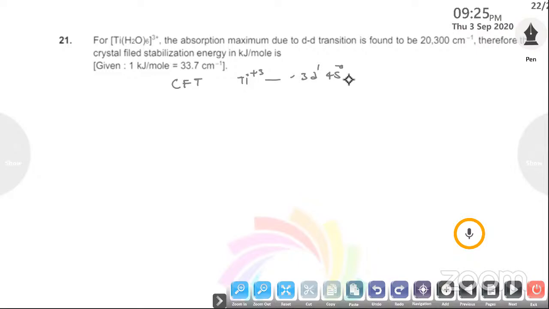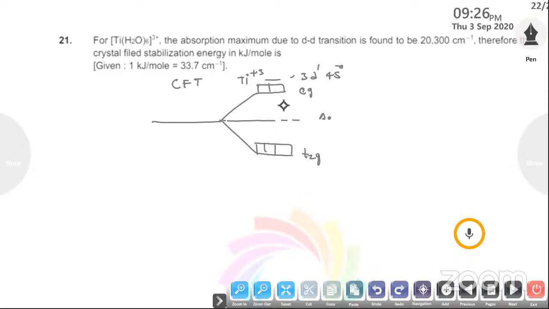But it's a weak field ligand, so no pairing takes place, right? So 3d1 means the first electron enters, according to CFT, the d orbitals, which split into two sets, the T2g set and the eg set. The difference between them is delta naught. 3 orbitals are present in the T2g set, 2 orbitals are present in the eg set.